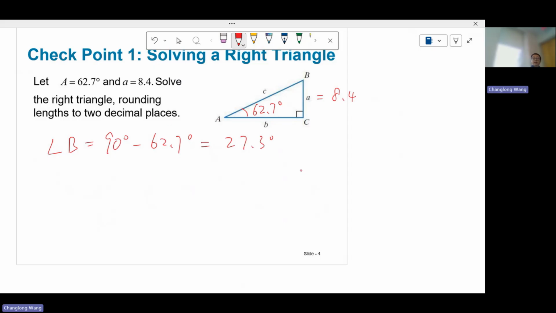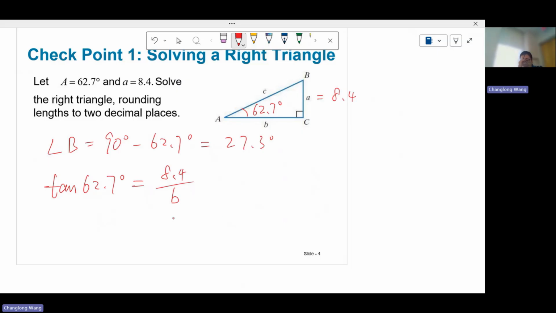But now we have to deal with side B, which is the adjacent of 62.7 degrees, and C is the hypotenuse. We have the opposite already. If I want to find the adjacent, that's going to be tangent, right? Tangent is the one that relates the opposite and adjacent. So if you now write down tangent 62.7, which must be the opposite, 8.4, divided by the side B, and we're looking for B.